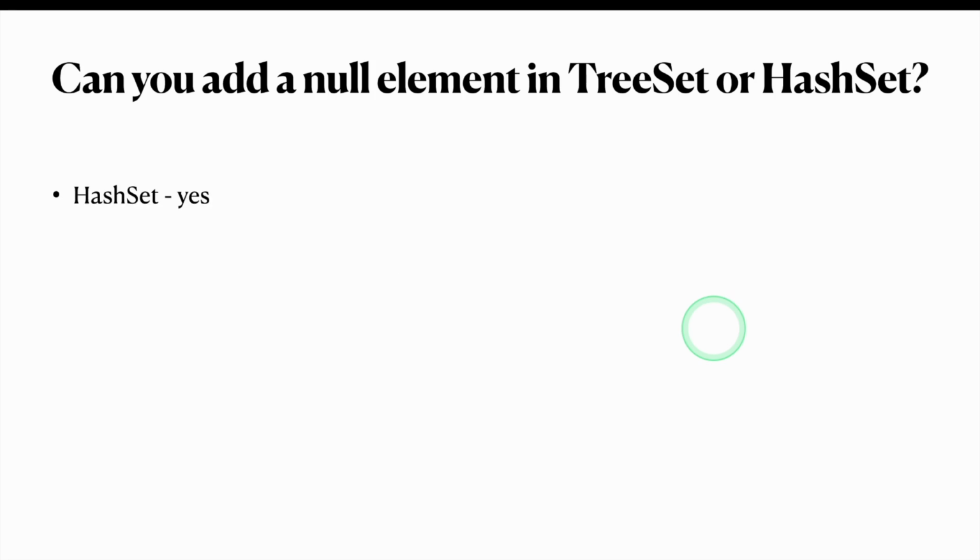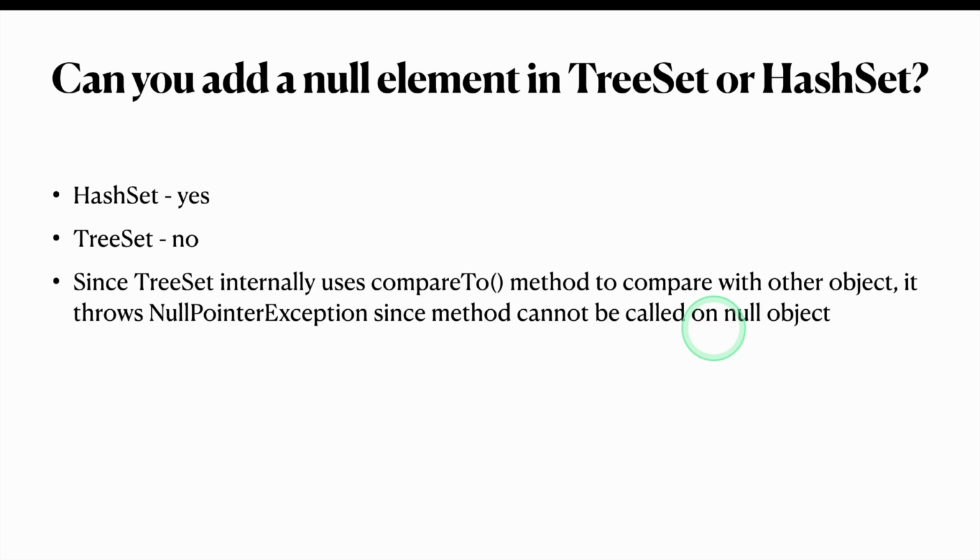Can you add a null element in tree set or hash set? For hash set, you can add a null element. Remember, only unique elements are there in a hash set, so one null value is allowed. But in tree set, null values are not allowed because it internally uses the compareTo method of the Comparable interface to compare with other objects, and it throws a NullPointerException since a method cannot be called on a null object. At some point the method call would look like null.compareTo(object), which will in turn throw a NullPointerException. So you cannot add a null element in tree set, but a null value is allowed in hash set.